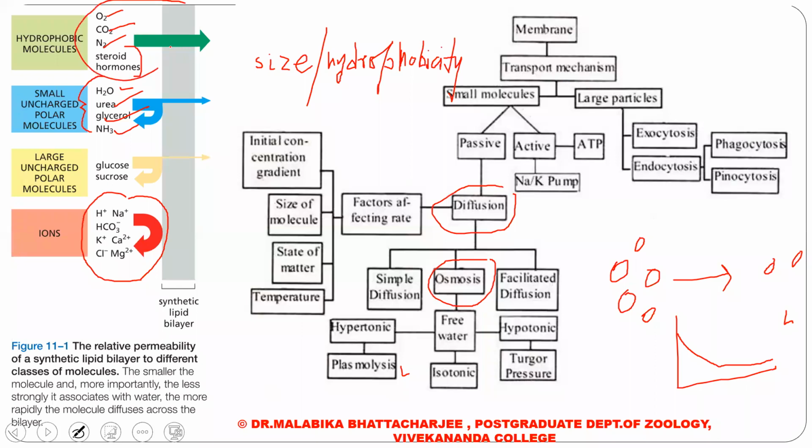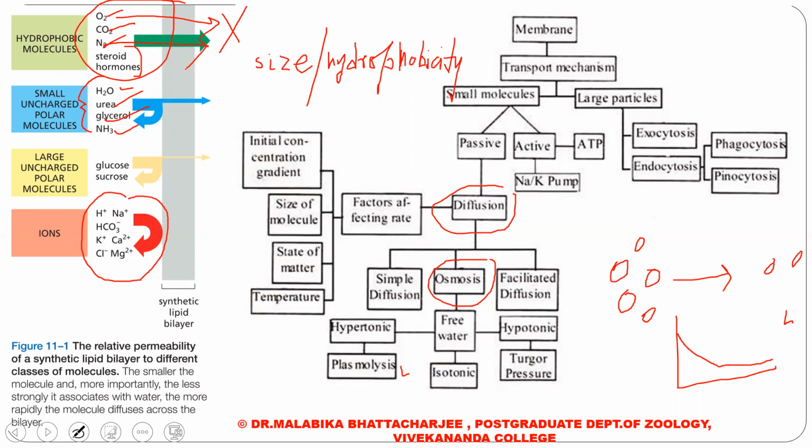let us concentrate here. You can see that we have oxygen, carbon dioxide and nitrogen. They are present on this side more, and we do not have any of these molecules on this side. So we have a concentration gradient of oxygen, carbon dioxide and nitrogen such that on this side they are not present, and on this side they are present. So they will tend to move in this direction.